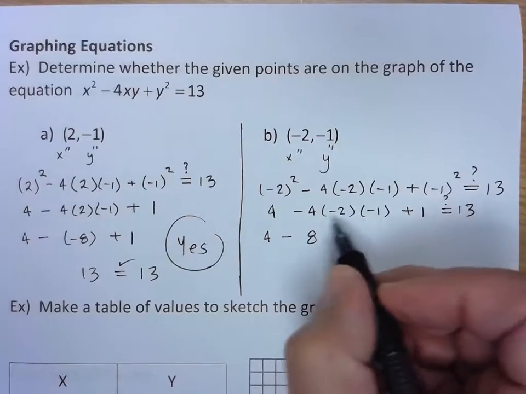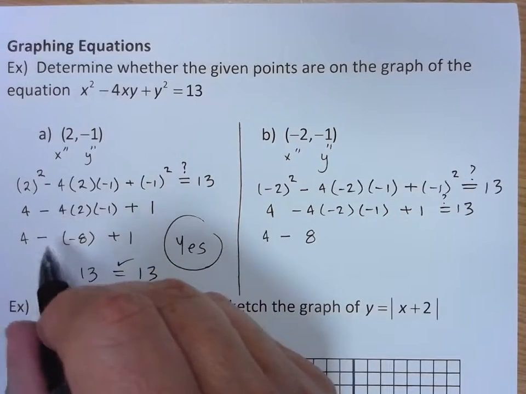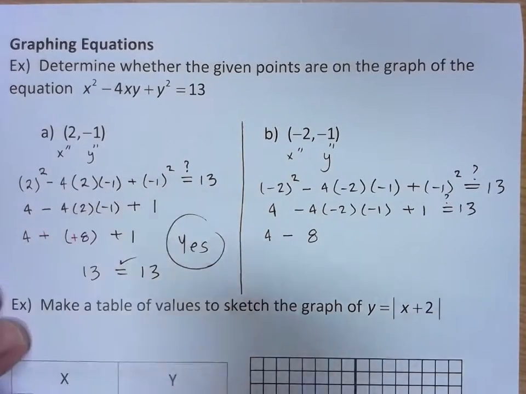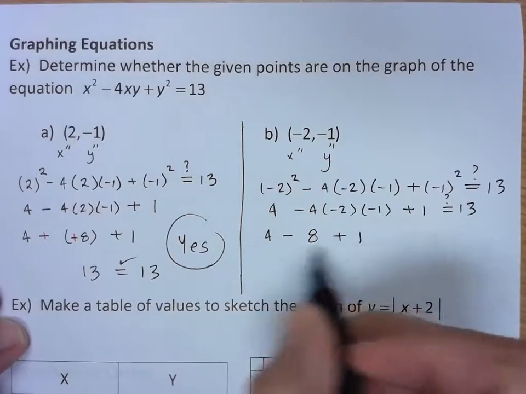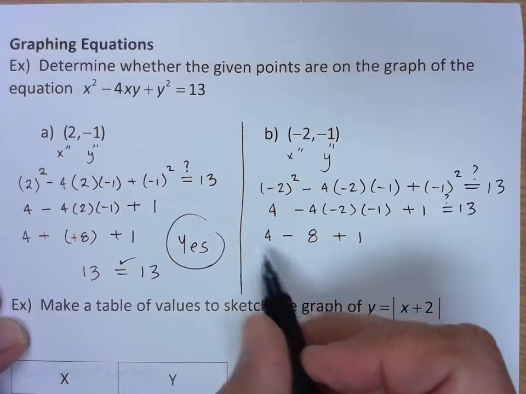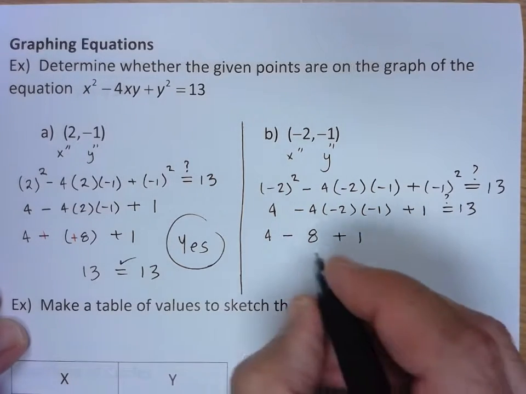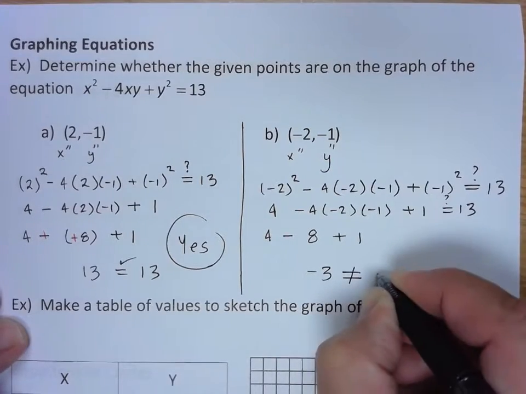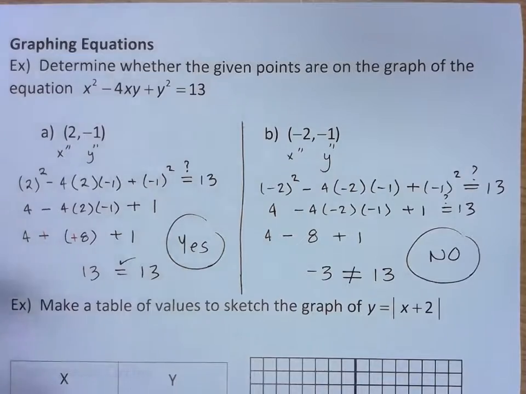In other words, those two negatives multiply and cancel each other out, so this negative stays negative, unlike what happened over here. You had the minus negative becoming positive. And then the +1 comes down. So now you add and subtract left to right. That's going to give you -4. -4 plus 1 is -3. Negative 3 does not equal positive 13. So this point is not on the graph of the equation.